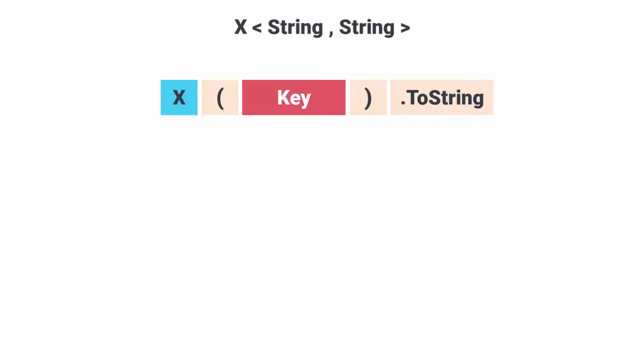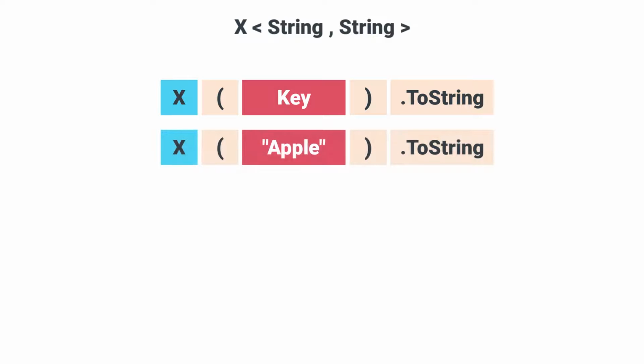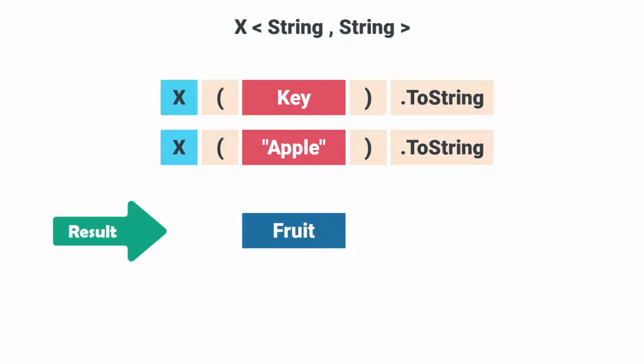For example, I want to get the value from key apple. For this I set the statement as follows. As a result I get this value. In this way we can read the values from a dictionary. Now I'll show you how to add a key value pair to a dictionary.